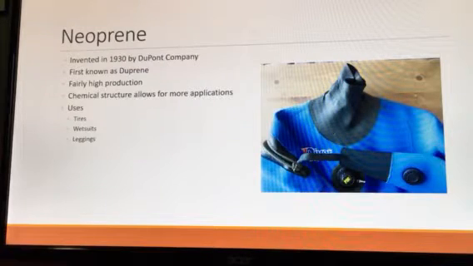Neoprene is another fairly common rubber. Invented in 1930 by DuPont Company and first known as Duprene, the product has become popular and more than 300,000 tons are produced each year. Neoprene has many applications, including everything from tires to wetsuits and even leggings.